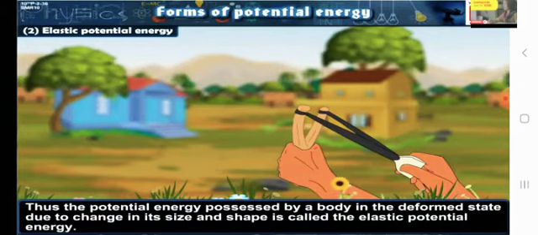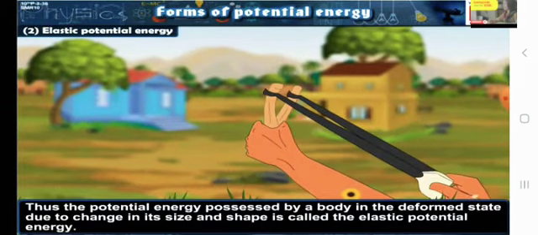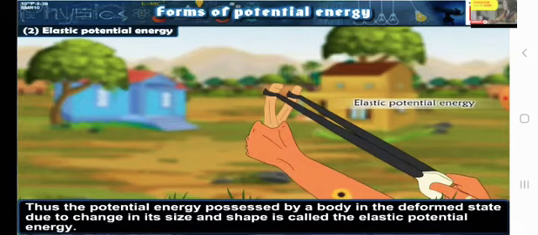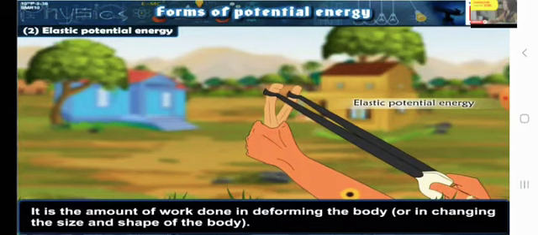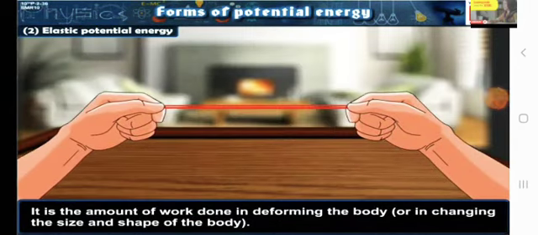Thus, the potential energy possessed by a body in the deformed state due to change in its size and shape is called the elastic potential energy. It is the work done in deforming the body or in changing the size and shape of the body.